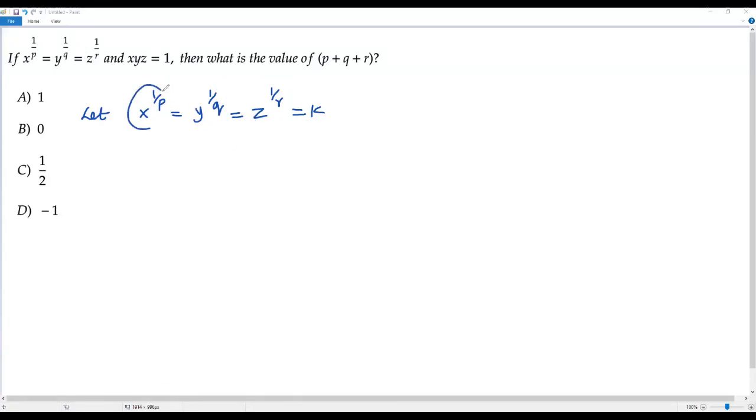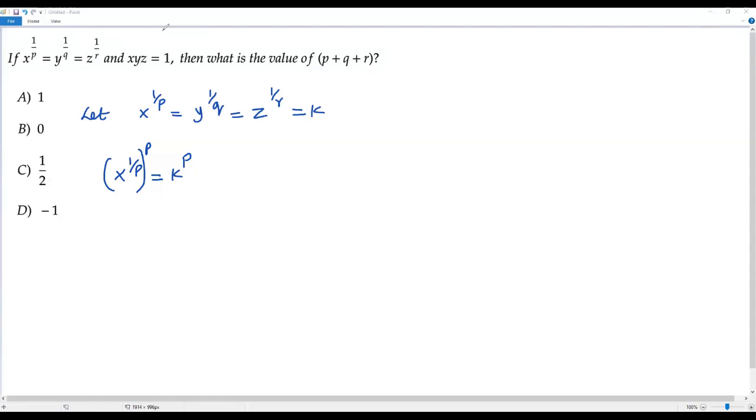First, let me equate x to the power of 1 over p to k. Then I'm getting x to the power of 1 over p equals k. Now I can solve for x in this equation. For that, I have to get rid of the exponent 1 over p. To get rid of it, I have to raise both sides to the power of the reciprocal of 1 over p, that is p. Let me raise both sides to the power of p. So on the right side, I'm getting k to the power of p.